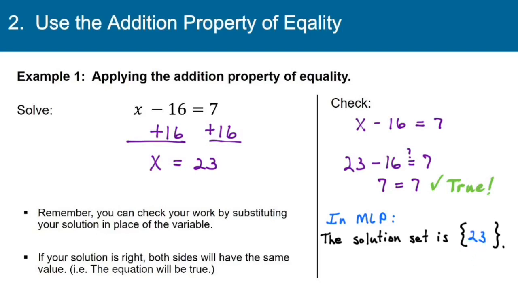What students always think they're supposed to do is put x equals 23. But the reason you don't want to do that is because we're using set notation here. These curly braces mean everything inside the braces is a solution of the equation. So if you put an x in there, you're saying that x is the solution, but it's not. The solution is 23. So all you type inside the braces is just the number.